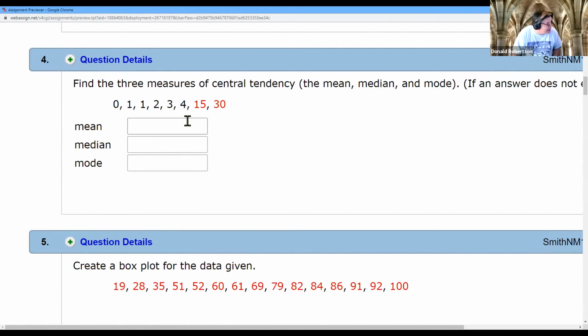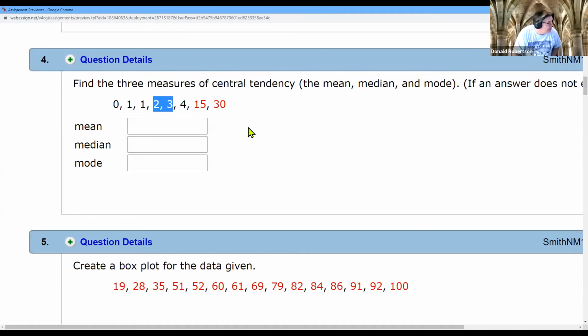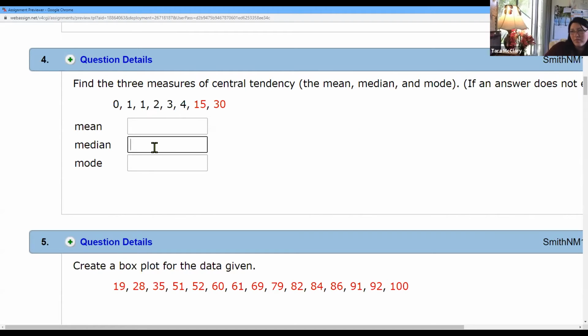Now, when there are 8 numbers, isn't there 2 guys in the middle? Can you see them? There's a 2 in the middle and there's a 3, right? So what's the median when there's 2 numbers in the middle? I think Nadia said it. Is it 2.5? Oh, that makes so much more sense. 2.5.